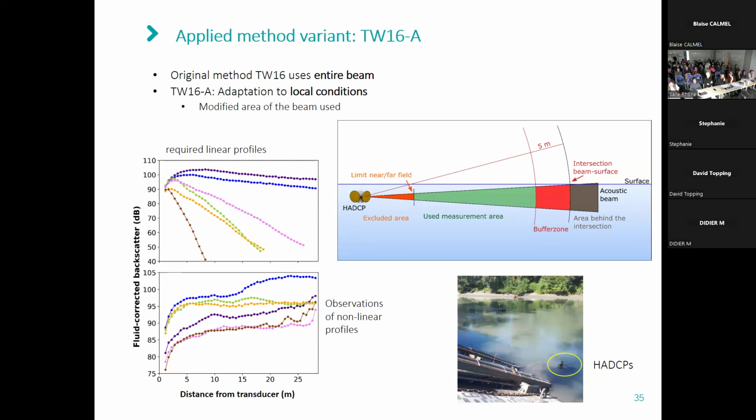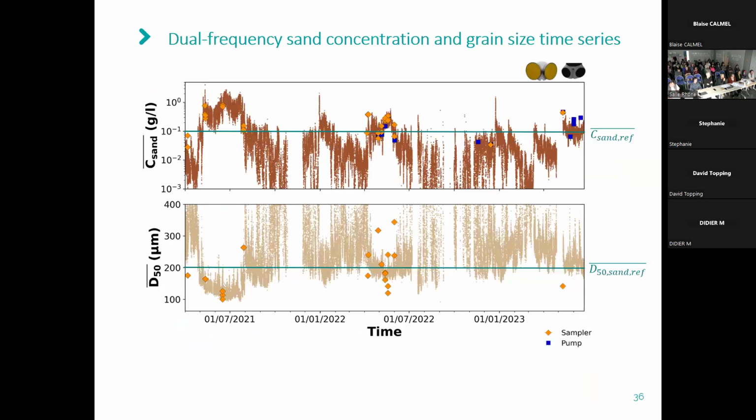So applying these slight adaptations, which I called the TW16A in my manuscript, as well as the standard method, I am able to estimate dual frequency sand concentration and grain size time series. And I can also compare it to the sampler and pump measurements. Here you can also see the sand reference concentration as well as the reference grain size.